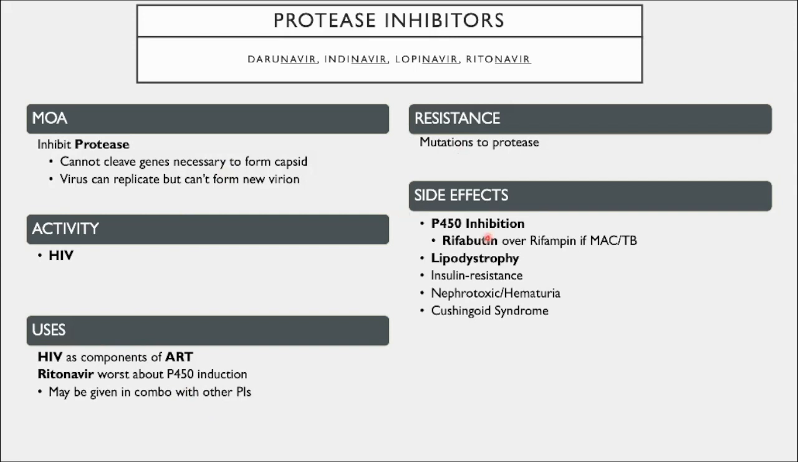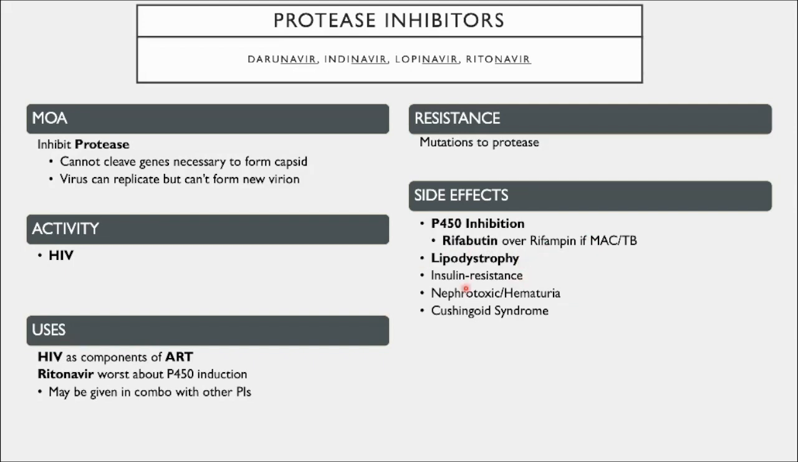Ritonavir and these in particular have really bad P450 inhibition. So say someone has a MAC infection, which is an AIDS-defining illness. Say you have someone who has a CD4 count of about 50, you've just diagnosed them with AIDS, and you also need to treat them for their MAC. You would want to give them rifampin, but rifampin is not going to be good enough. You need to use something like rifabutin, which has a less P450 inhibition profile.